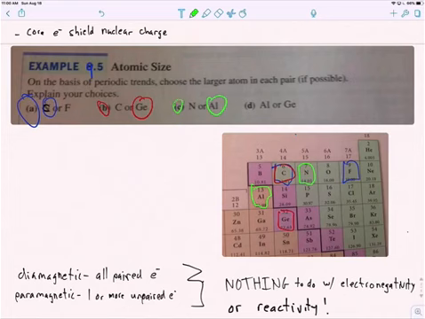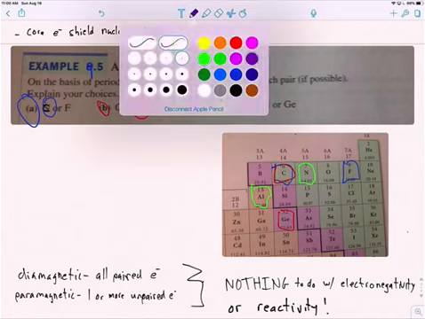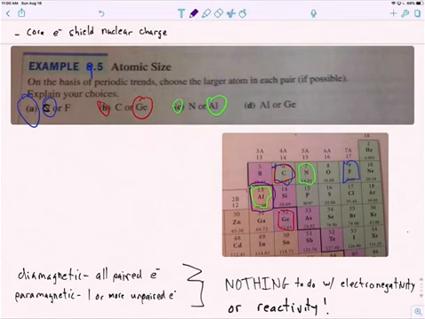And then we have aluminum or germanium. So which one is it? This one here, we don't know. It's ambiguous because germanium is further to the right, so it should be smaller. Aluminum is further up, so it should be smaller. So we have conflicting rules here, and we're not entirely sure.